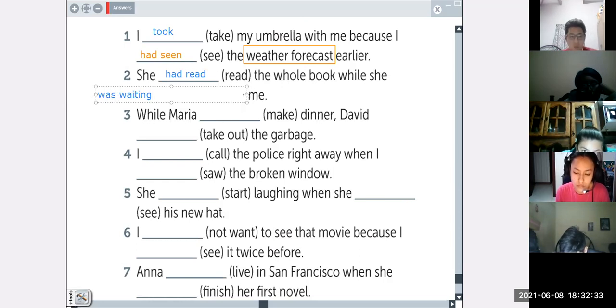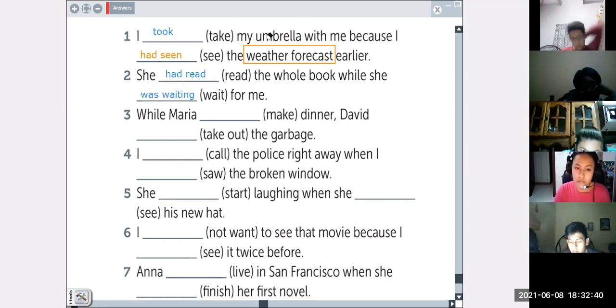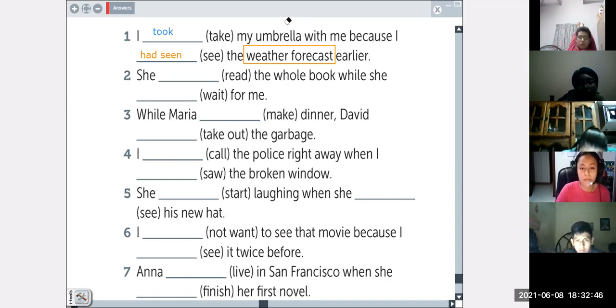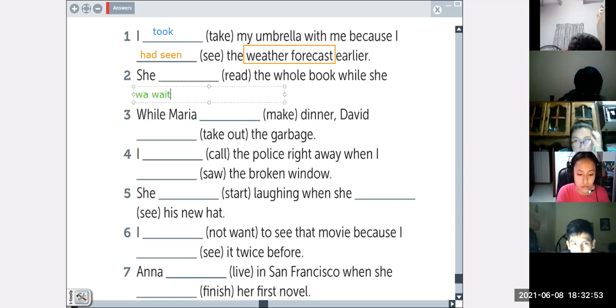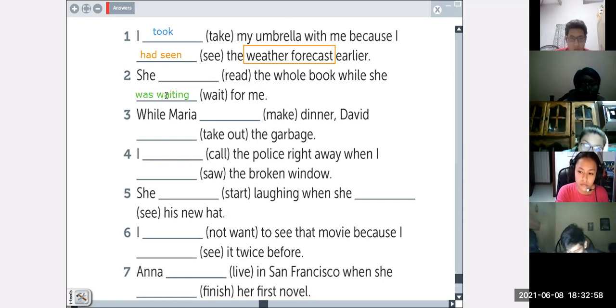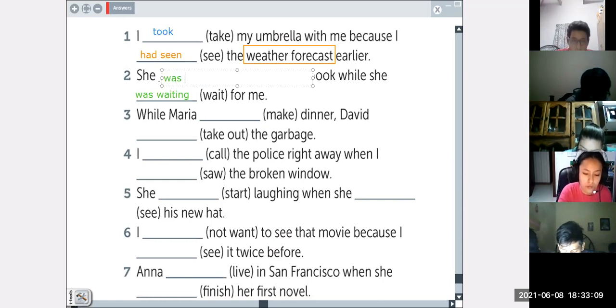What do you think, guys? Do you have the same answer? No, teacher, I have: she was reading the whole book while she was waiting for me. Okay, very good. Why do you have that answer? Because of the word while. I think that this situation is happening at the same time. Yes, we have two actions and both are in progress at the same time, right? Very good. She was reading.